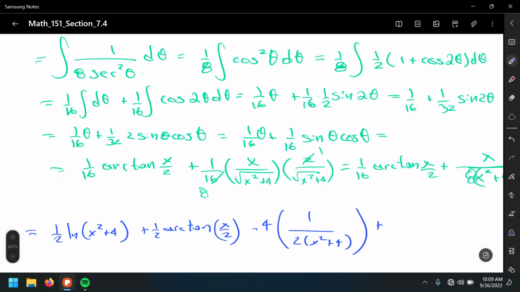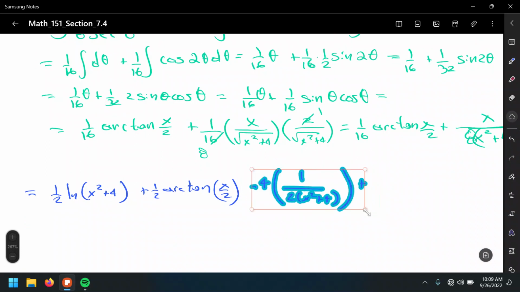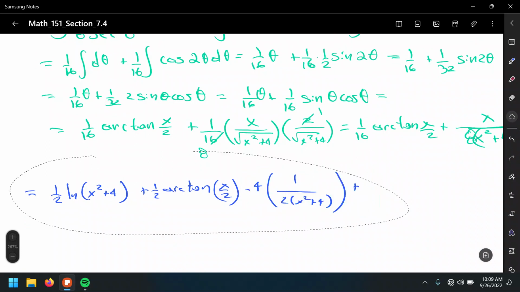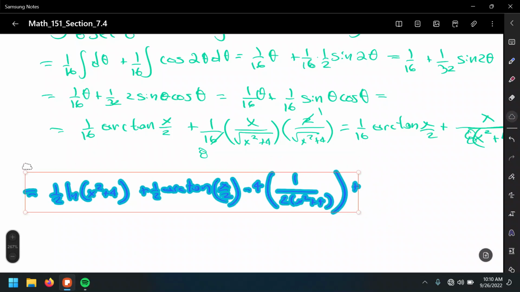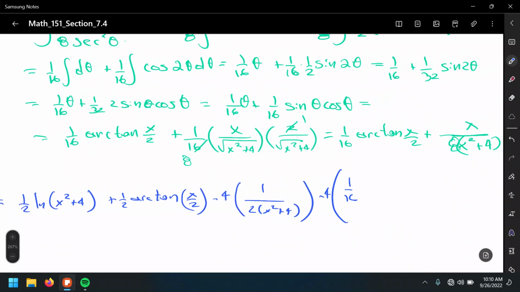1/2 x squared plus 4 plus the result of the last integral, which in this case is, let me make this smaller, closer, and whoops, plus, or actually -4 times 1/16, which is this result we got last time. Arctan x over 2 plus x over 8 x squared plus 4. So in this case plus c, because that's finally the last result here.